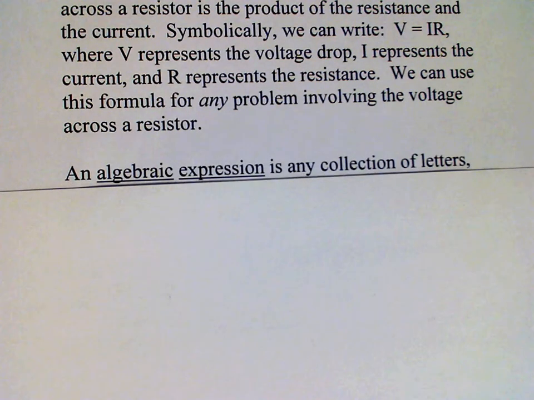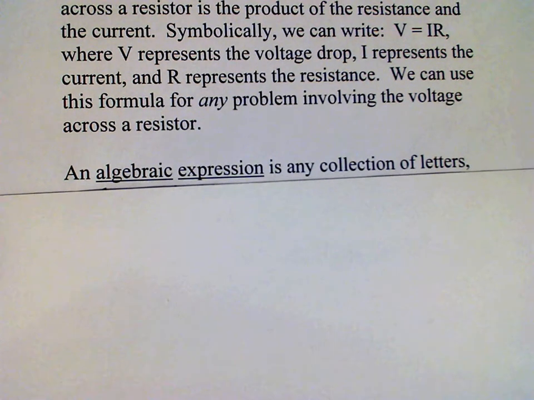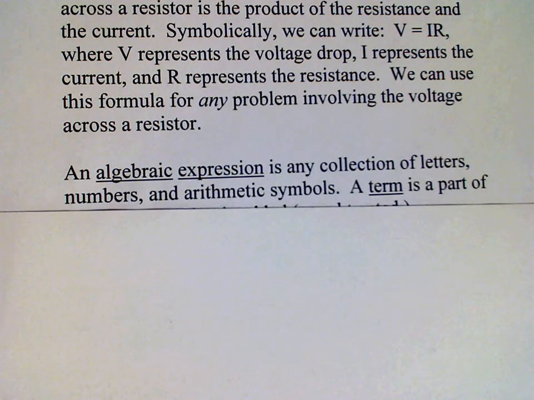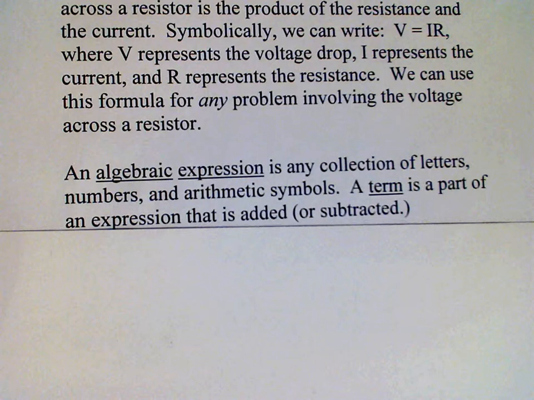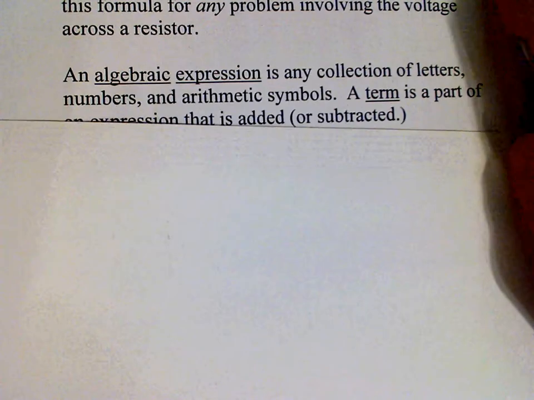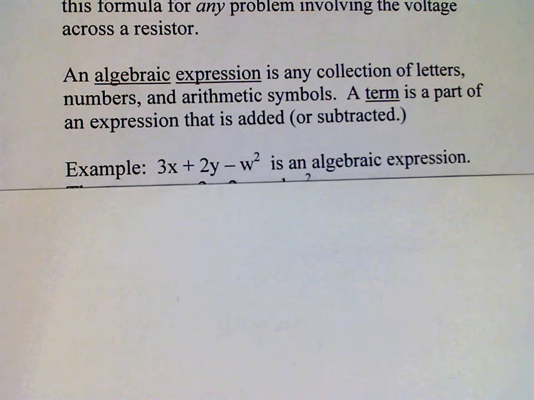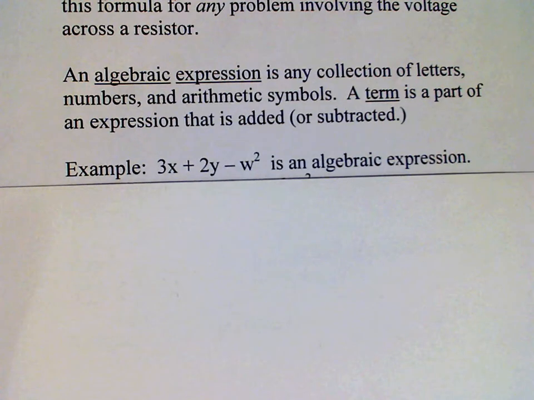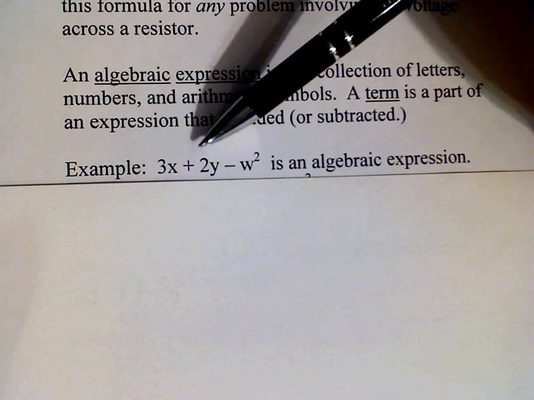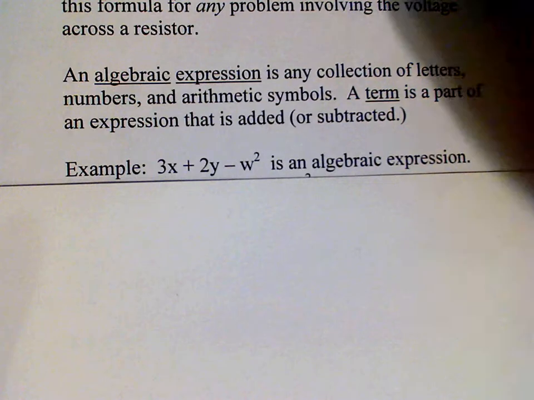Okay, now back to some more terminology. We say an algebraic expression is any collection of letters, numbers, and symbols. And a term is a part of an expression which is added or subtracted. So, for example, in this expression, 3x plus 2y minus w squared, there are three terms. And those terms are 3x, 2y, and negative w squared.